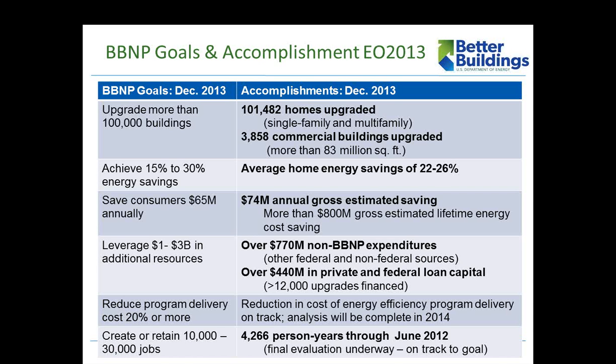estimated savings. And grantees were encouraged to leverage other funding sources, other resources. It could be state, local, utility funding, or other federal funding. And based on what was reported, we saw over 70 million in non-BBNP expenditures. That includes the building owner contributions as well.